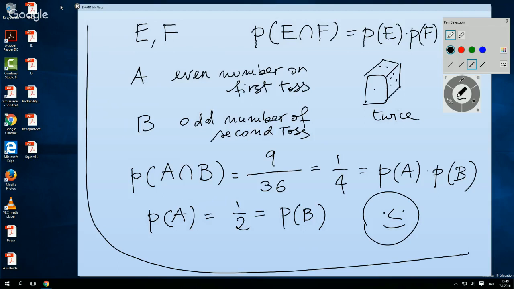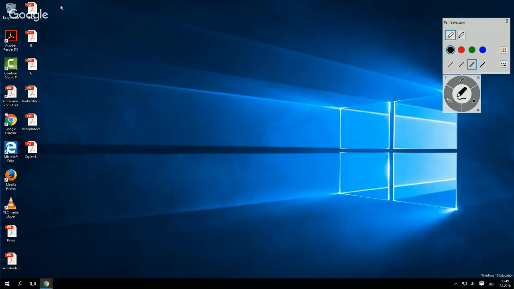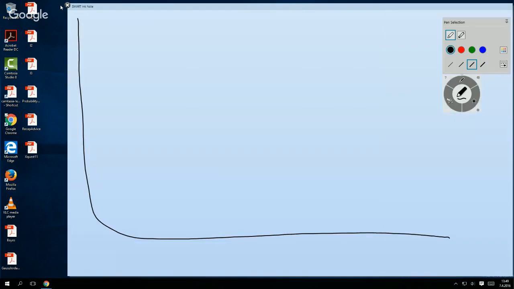Let's do the next exercise. You throw a fair die 5 times. 5 throws. What is the probability that at most one of the throws gives an odd number?